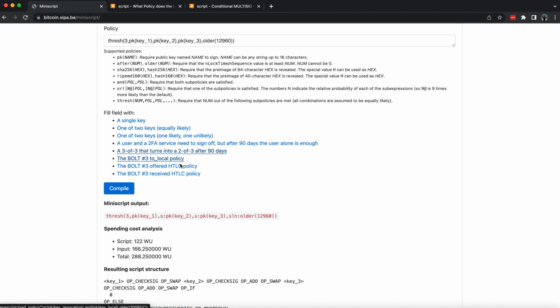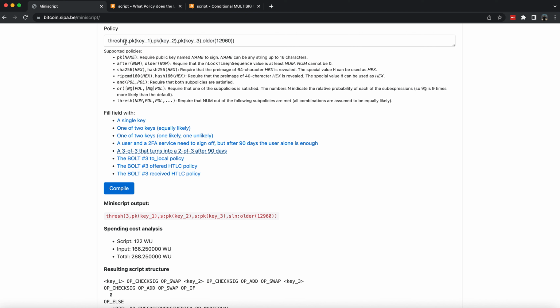Last example we'll go through of the examples that are actually on the site is this 3 of 3 that turns into a 2 of 3 after 90 days. So a thresh is a threshold, right? So you only need a subset of the total keys, like a 2 of 3. You only need 2 signatures associated with 2 public keys out of the 3 public keys that are present.